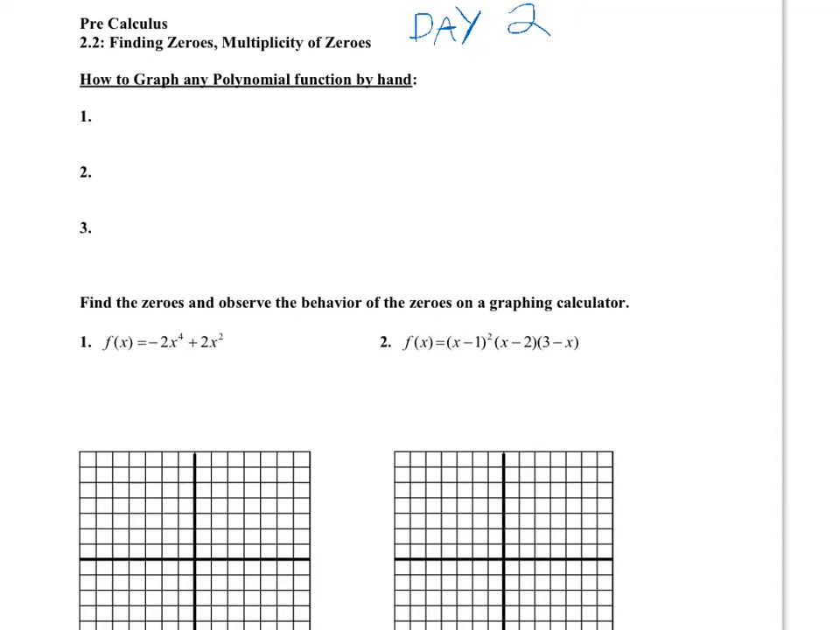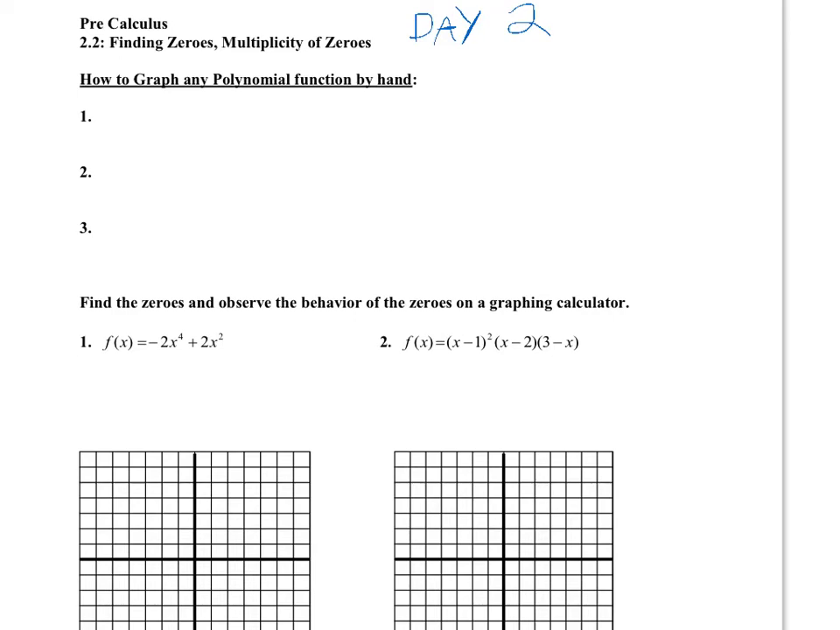All right, welcome to day 2 of 2.2, finding the zeros and multiplicity of zeros. The first video was pretty easy. We figured out the end behavior. You didn't even need a graphing calculator to figure out the end behavior. What we're going to do now, we're going to take it another step. We're going to try to figure out all the middle part of the graph.